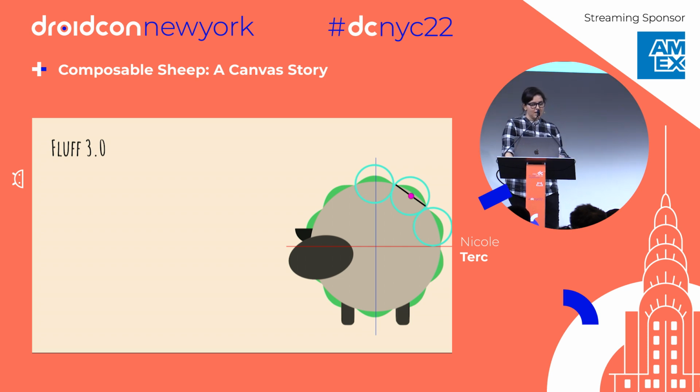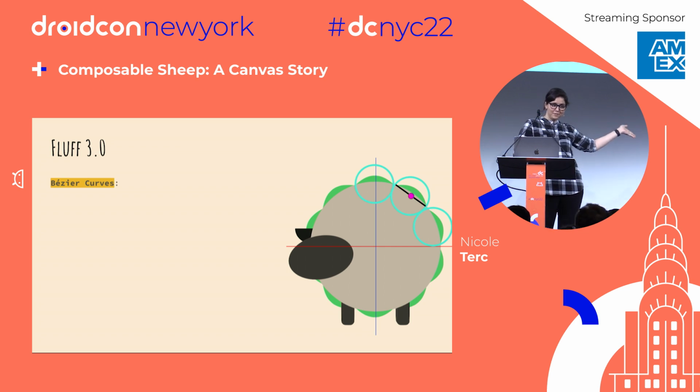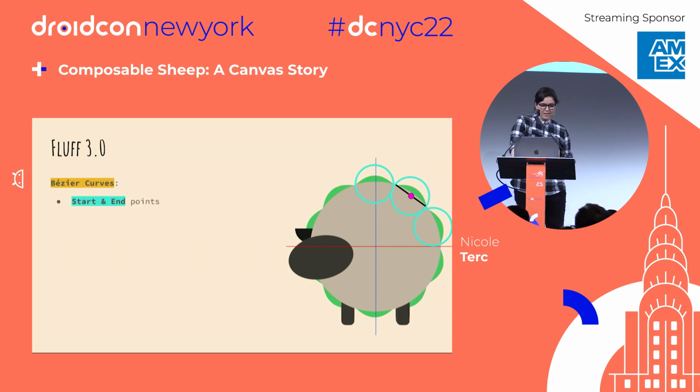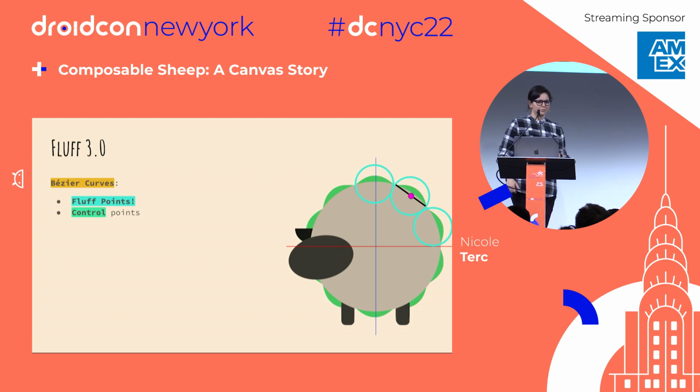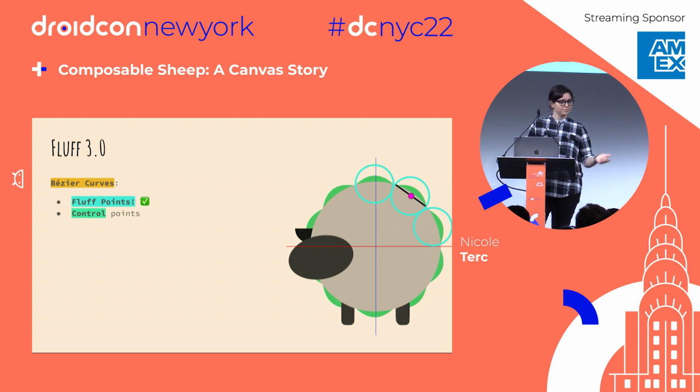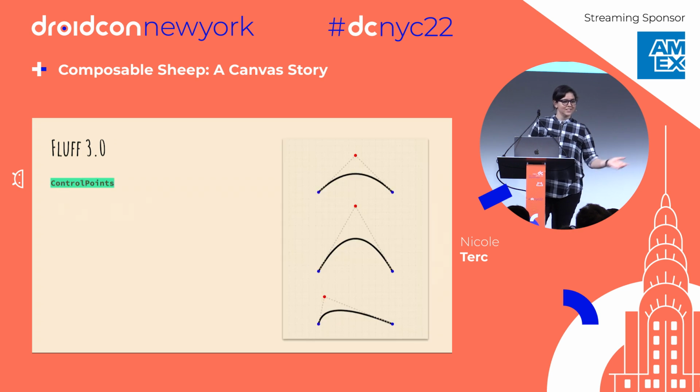Great. We have our Bezier curves and our pads, so we can go back to what we were trying to do originally, which was create our fluff. So we already said we're going to use Bezier curves. And in order to create this, we need the start and end points, and we need control points. So how are we going to be doing that? If we observe closer, we can see that our start and end points, we already talked about those, right? Those were our fluff points. So we have them. Great.